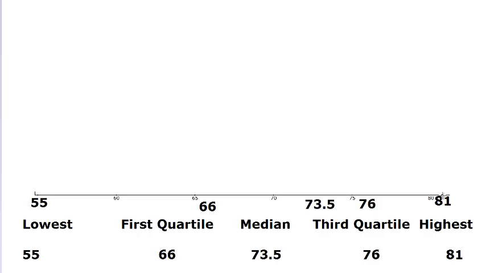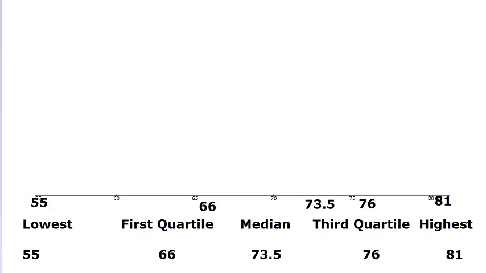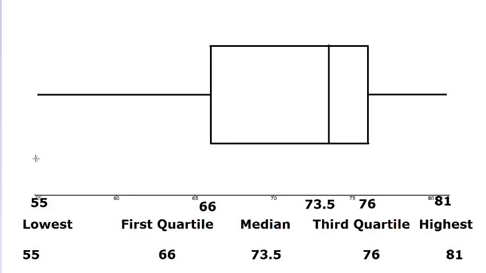Now that we have the scale, we have this lowest number corresponding to 55. Then we have this value that corresponds to 66. Here we have the next point for 73.5, and then 76 here, and 81 is the highest value. The middle 50% of the values, ranging from 66 to 76, we have enclosed in a box here. And this is the way we have our box plot drawn.